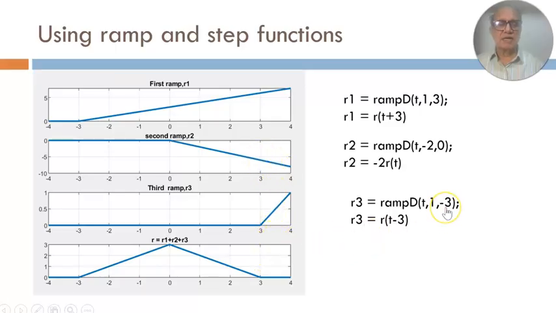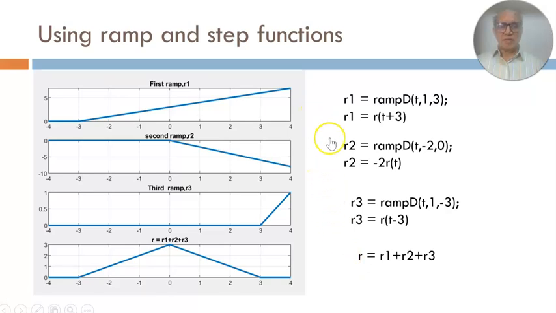So it is starting at 3, so delay of 3 seconds. So that starts from here, unit slope, and that cancels. So that is how you generate. So now you sum up all these. So R1 plus R2 plus R3, this is what you get.